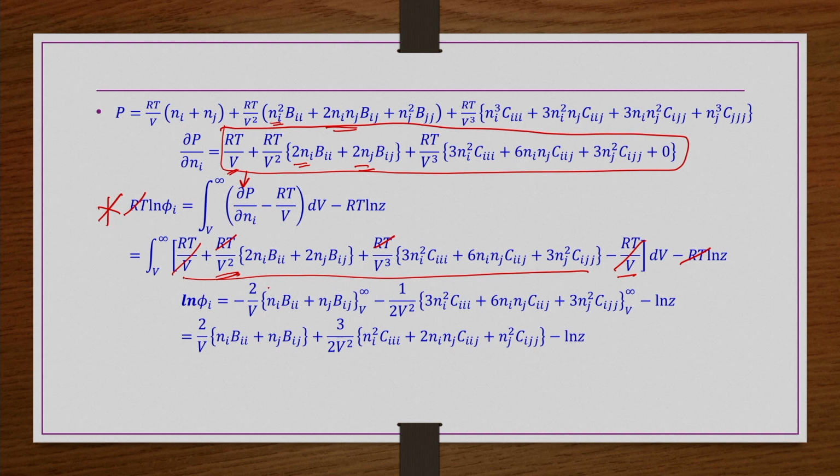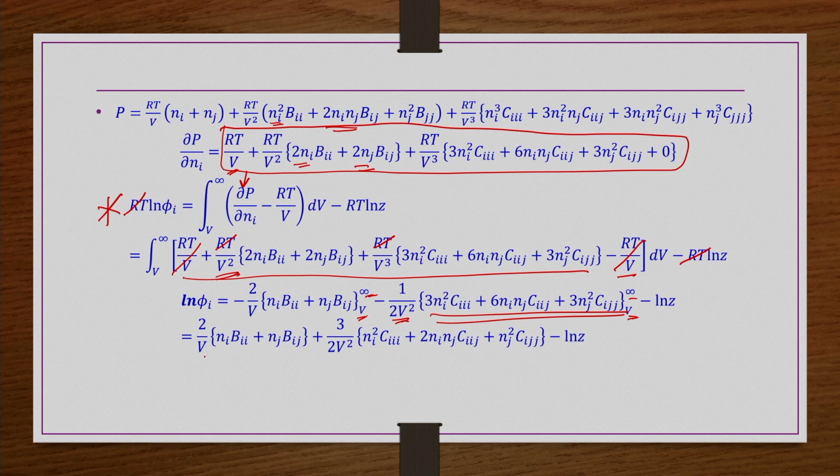So, minus 1 by V, 2 Ni Bii plus 2 Nj Bij is there, 2 also we are taking as a common. Same is integration of 1 by V cube, is minus 1 by 2 V square, and then the remaining terms would be constant, right. So, then here, next step, what we are doing, we are substituting this V 2 infinity limits in either of the terms, and then we are also taking 3 common from this second term of the RHS.